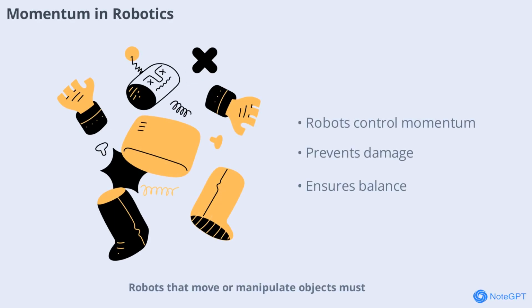Robots that move or manipulate objects must account for momentum to operate safely and efficiently. Engineers program robots to control their speed and force, ensuring they don't cause damage or lose balance. Momentum calculations are key to modern robotics.